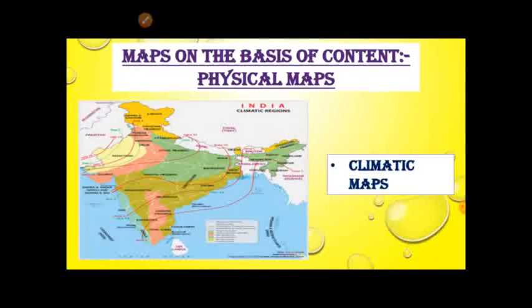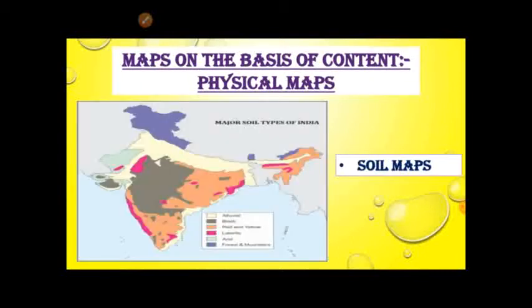Climatic maps show the distribution of temperature, rainfall, clouds, relative humidity, direction and velocity of winds, and other elements of weather. Soil maps are drawn to show the distribution of different types of soil and their properties.